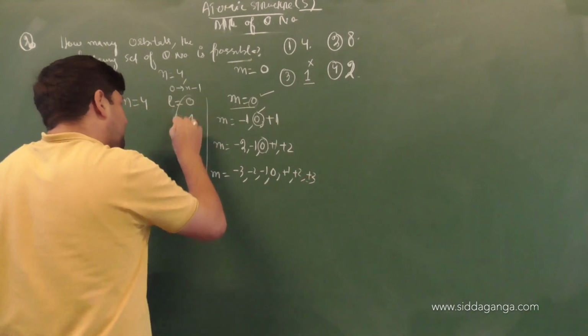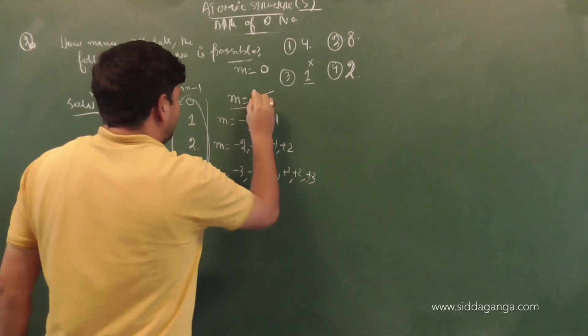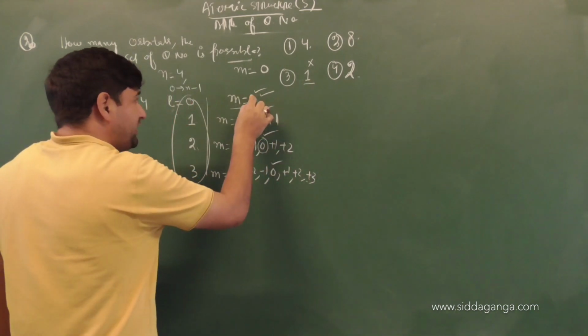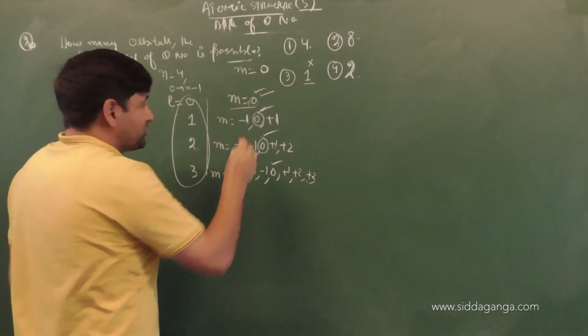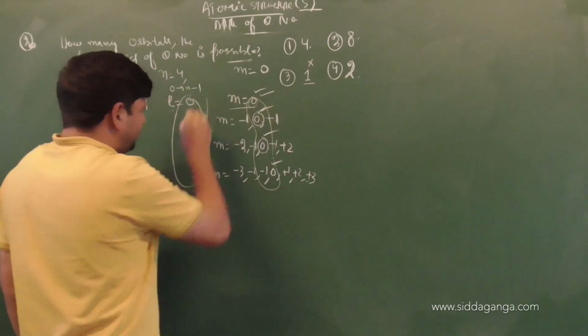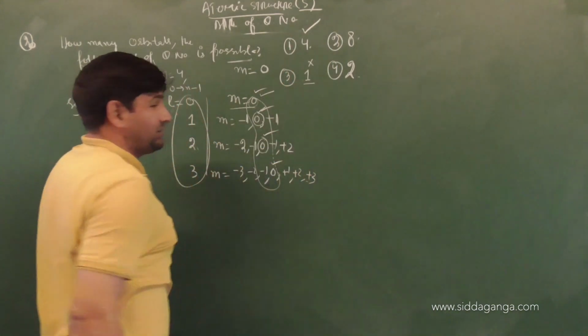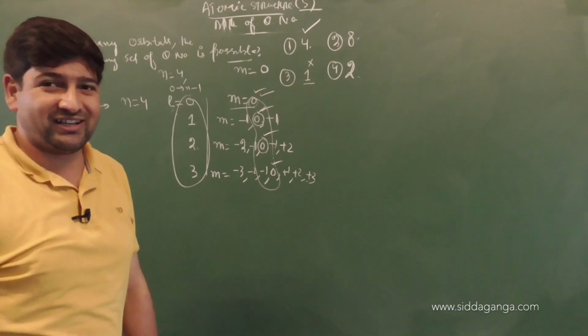So in all the values of l, you got m value 0 once, here also once, here also once, here also once. So each one value represents one orbital. So it has come how many times? 4 times, once in each value of l. Thus it's applicable to how many orbitals? 4 orbitals. Is it clear?